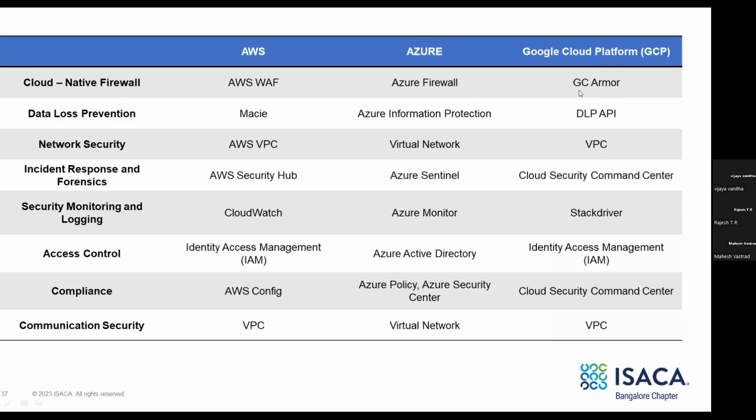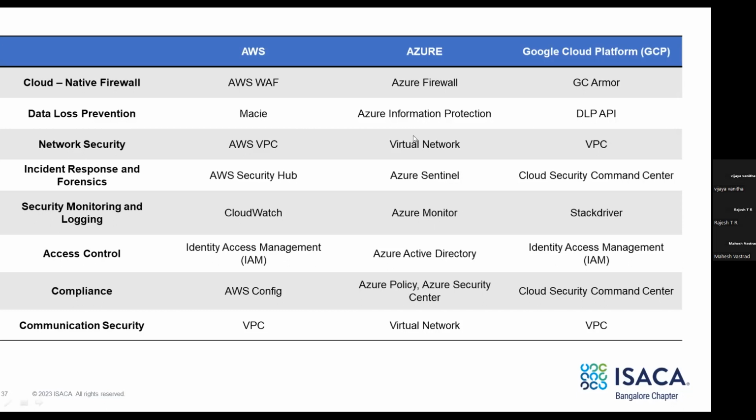In Google Cloud, you may get that one in Armor, Google Cloud Armor. So in search, you can search that one if you are logged in to any cloud platform. Then data loss prevention, you may get here, and network security: AWS VPC, virtual network in Azure, and again VPC in Google Cloud Platform.